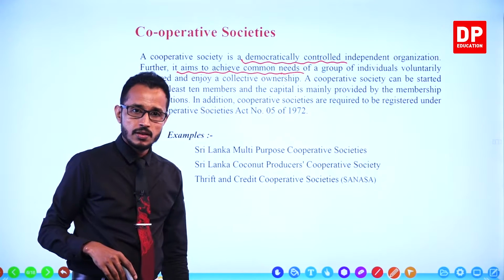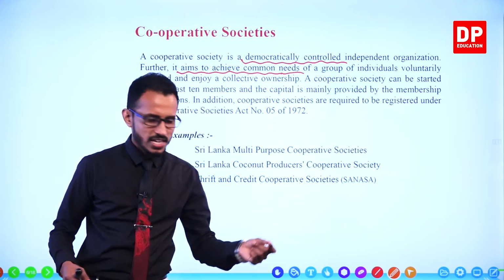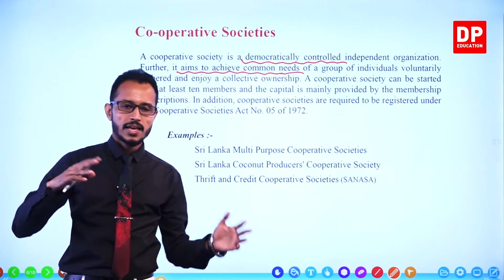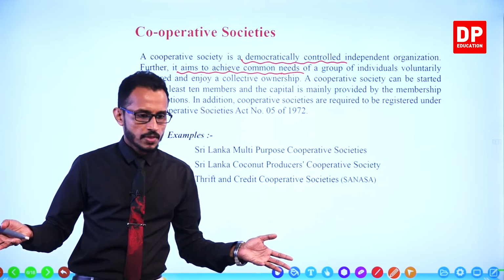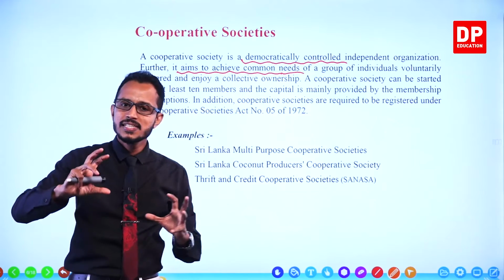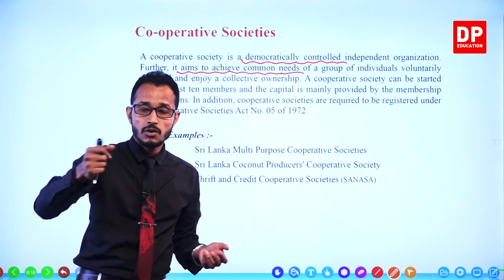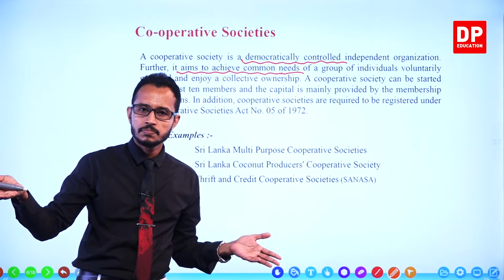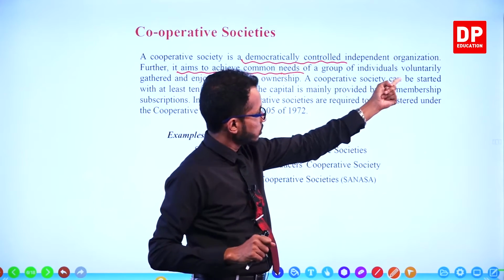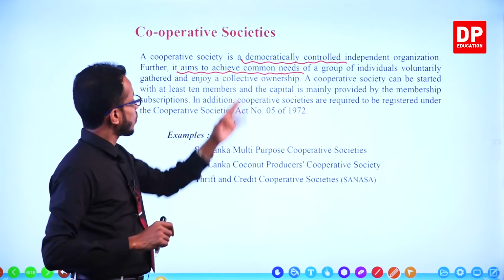Did you get the message? The common needs of everybody, the needs that everybody has, like most of the time food items, dry food, you know, dal, rice and sugar and milk and these things. Everybody needs them, right? So these organizations, cooperative societies, are set up in order to help the people to ensure the well-being of that village or community. And they are set up by individuals, the people itself, voluntarily, and they enjoy the ownership of these organizations.